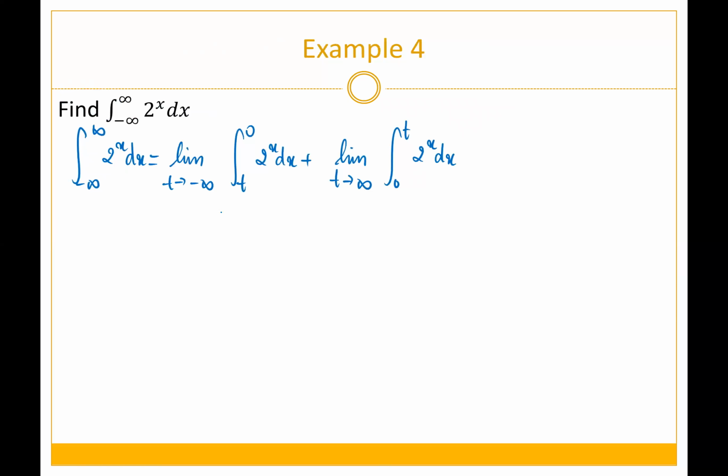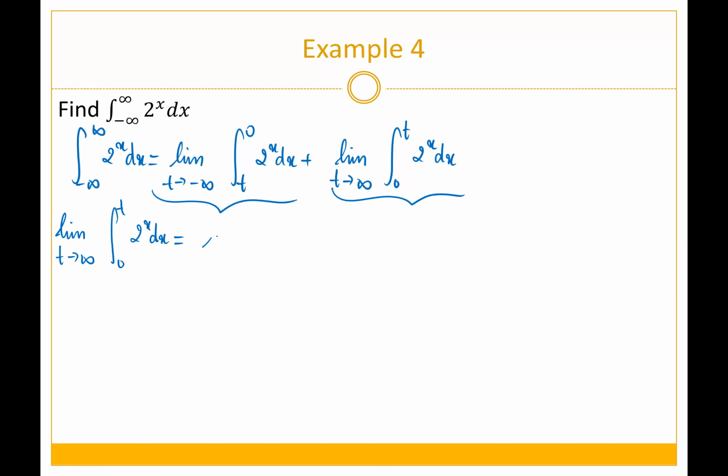Now I'm going to find each of them individually because remember, when you break it down, you need both of them to be convergent so that the big thing is going to be convergent. So I'm going to find the infinity one first because I don't want to deal with the negative number yet, but if that one is also convergent, I'll have to deal with it soon.